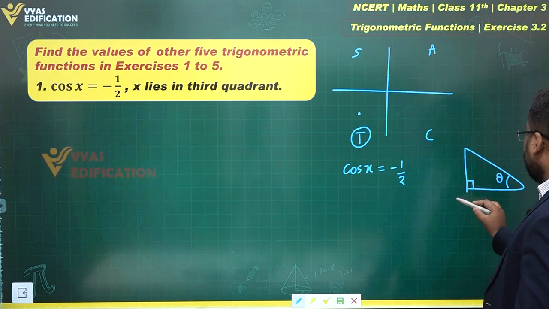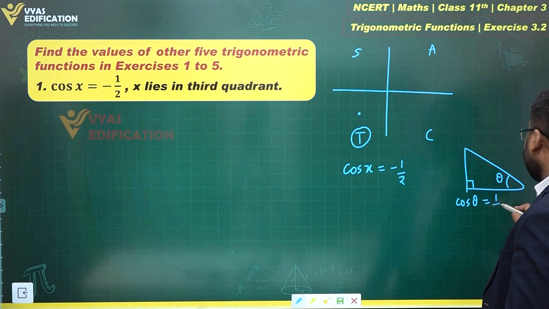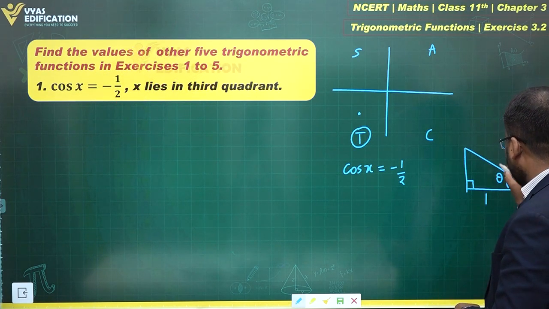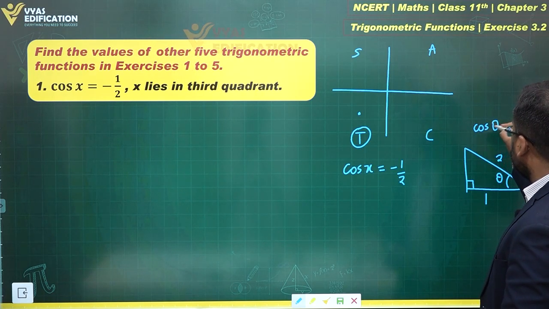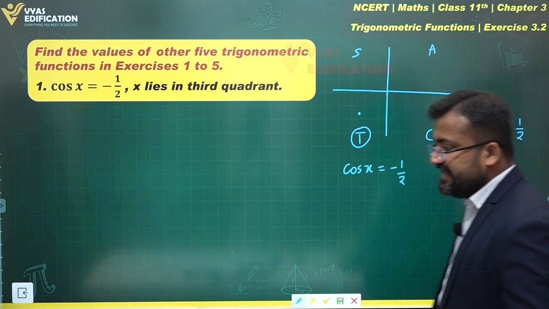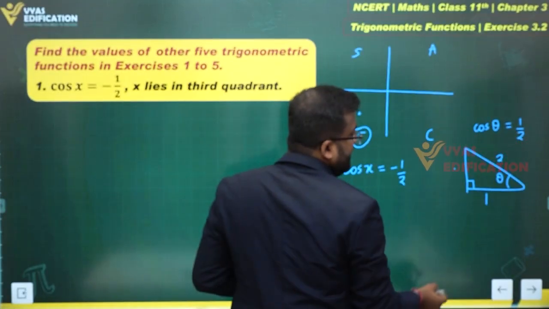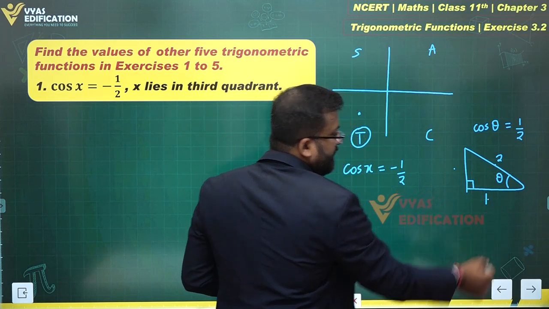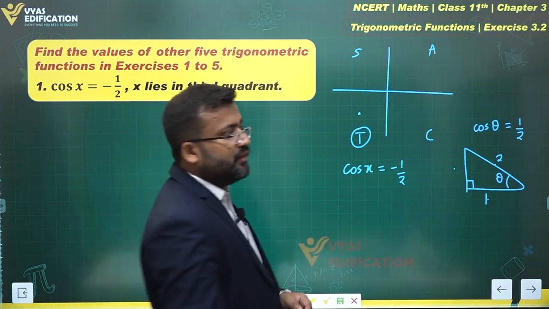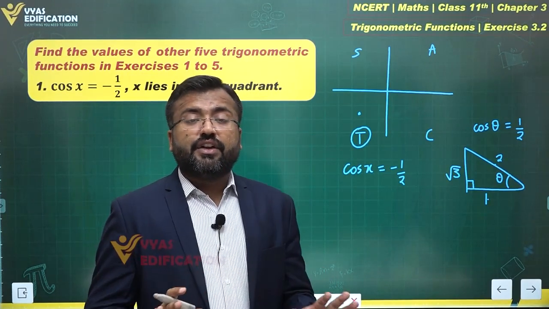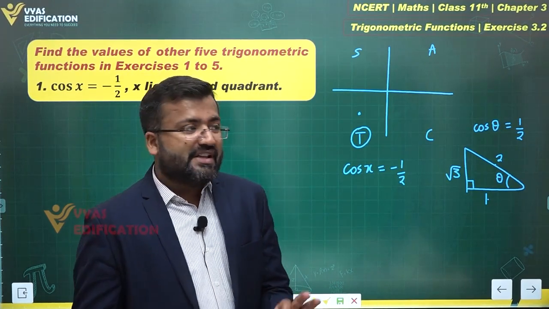Cos theta equals half tells us that this base length is 1 and the hypotenuse is 2. Once you are aware of this much, we can easily find this perpendicular. The length of the perpendicular would be the square root of hypotenuse square minus base square, which is 4 minus 1 under root, which is root 3. After you are aware of this much, what you will simply do is write the values.